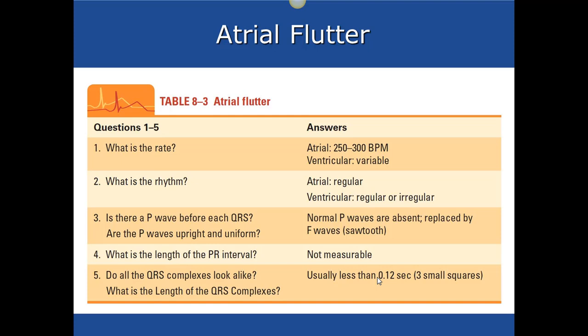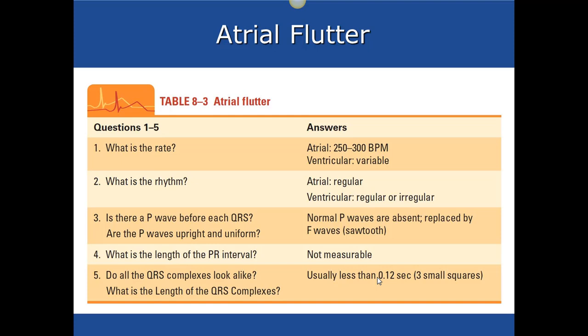Going through our step-by-step, we want to look at the rate. Keep in mind that the atrial rate and the ventricular rate are going to be different. The atrial rate could be as much as 250 to 300 beats per minute. The ventricular rate is going to be variable depending upon which impulse gets through. The atrial rhythm is going to be regular because it's the same primary spot that is firing, but it's just not the SA node. The ventricular rhythm could be regular or irregular.